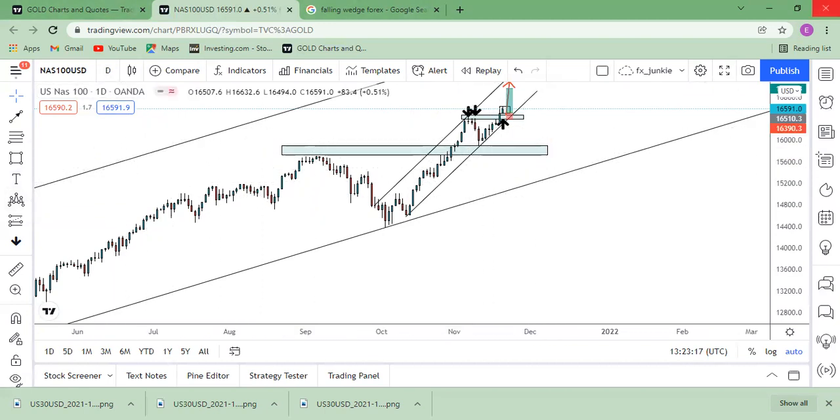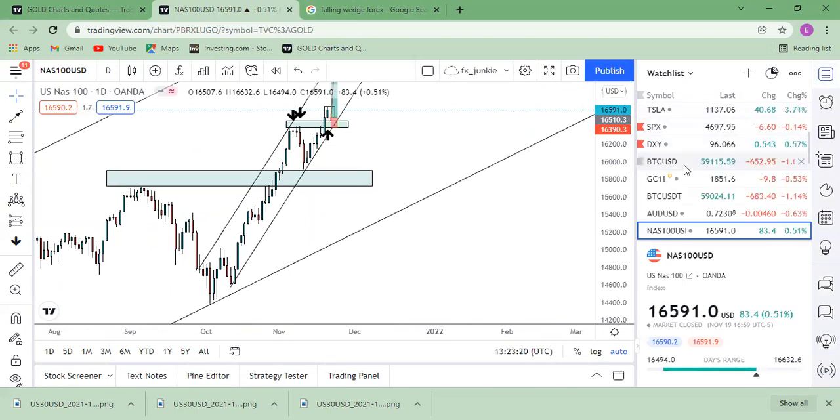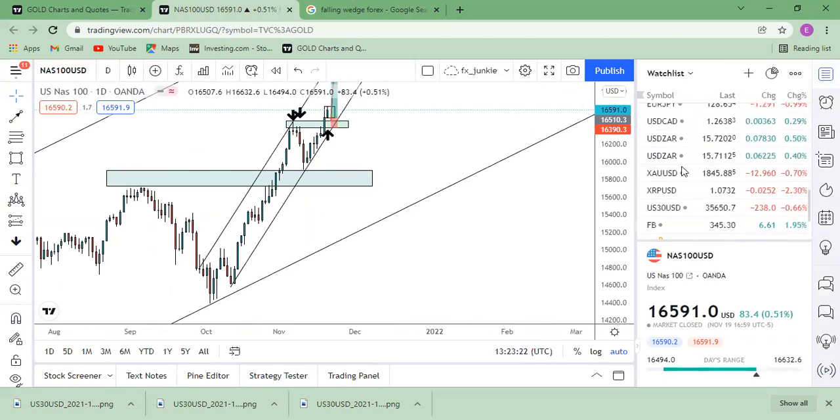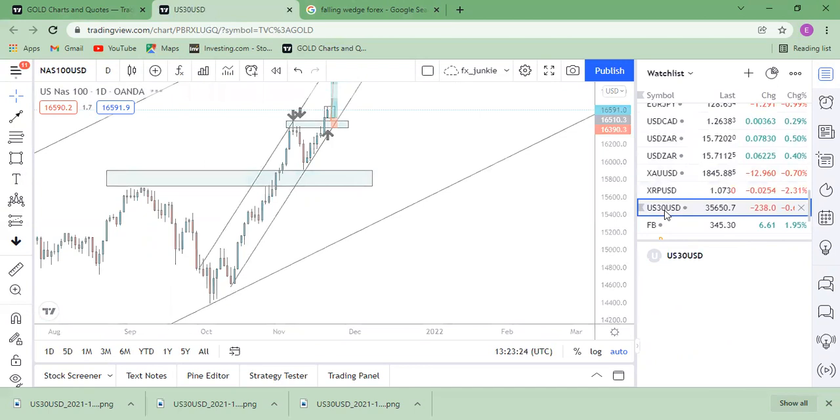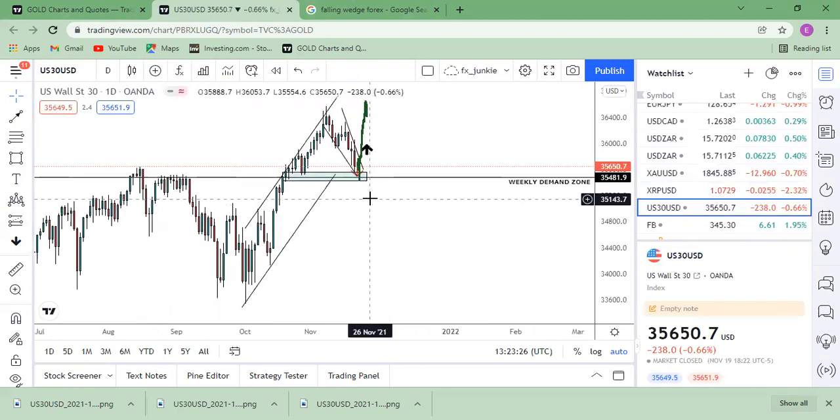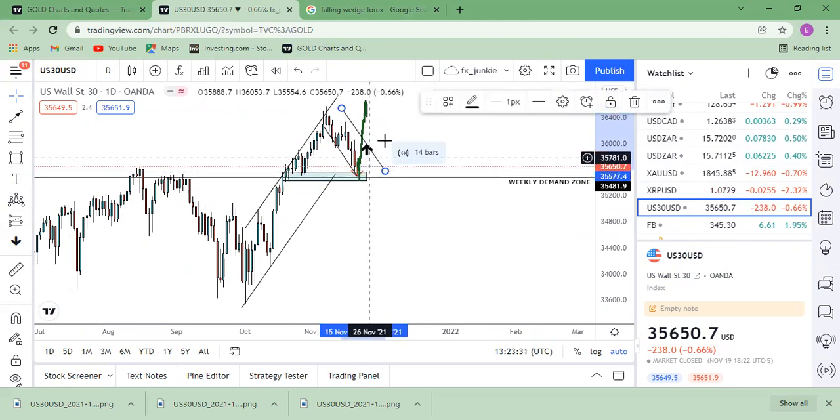Then I need to put my risk reward in US30 as well before we move to gold. So we're bullish on US30 and we should be bullish on Nasdaq as well, because these are all American stocks, right? They're all American stock companies.